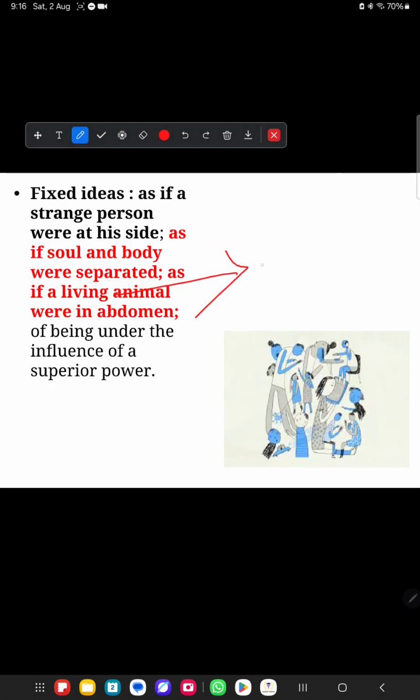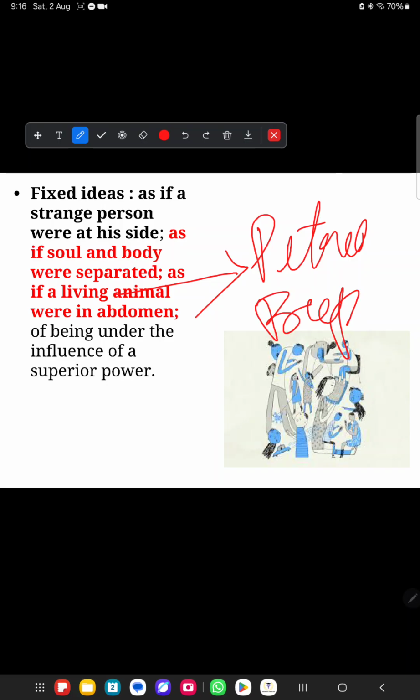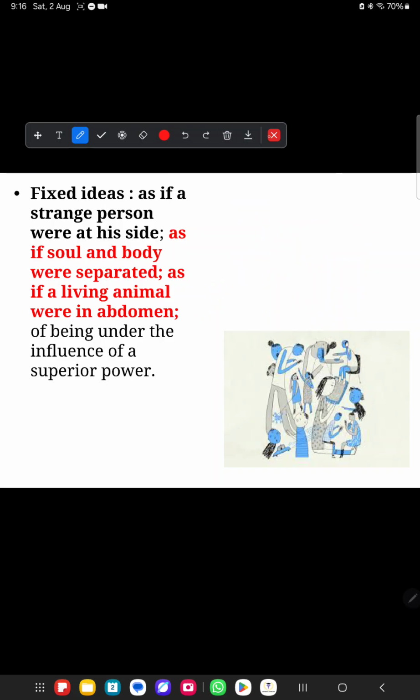Suppose if you're finding this symptom, there are two more medicines. Can anyone tell? Sensation as if someone is lying alongside of him. उसके बगल में कोई और सोता है, कोई बताएगा क्या मेडिसिन है? Petroleum? Not petroleum. That is petroleum and baptisia. Okay, very good.